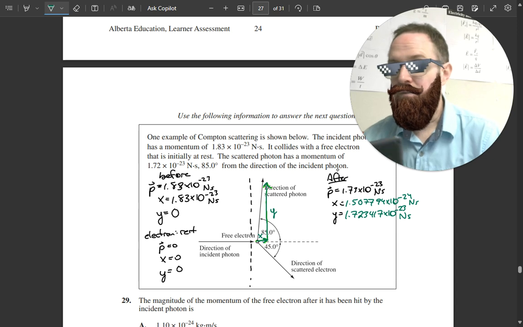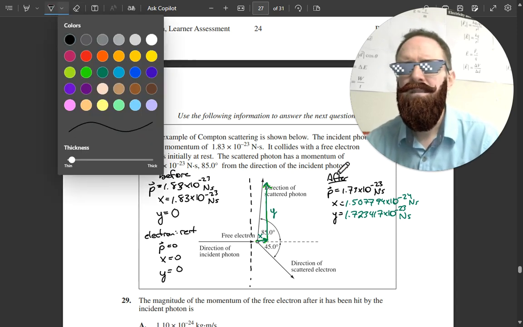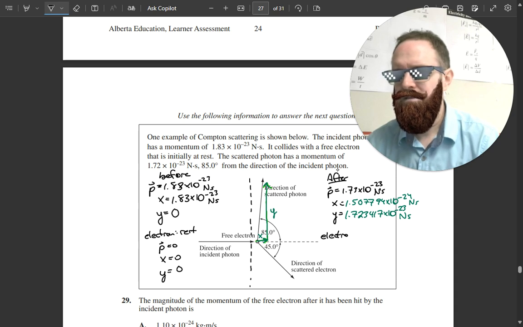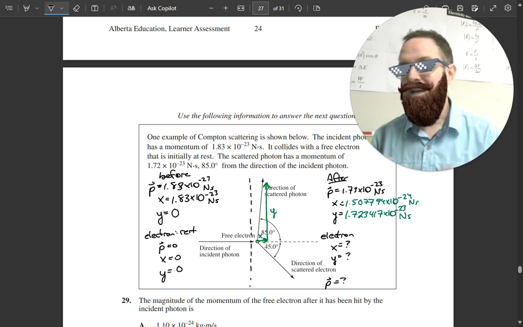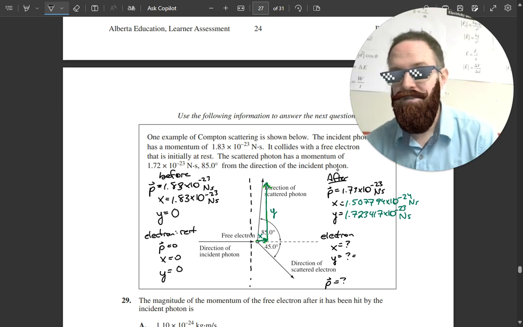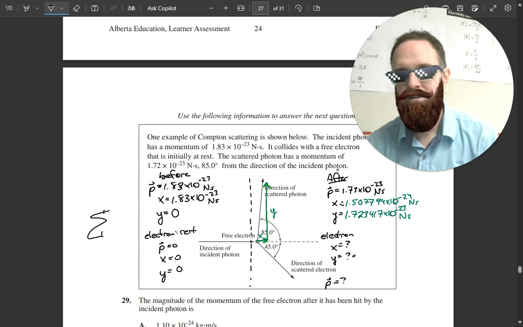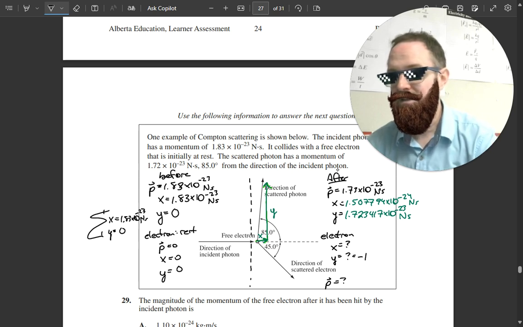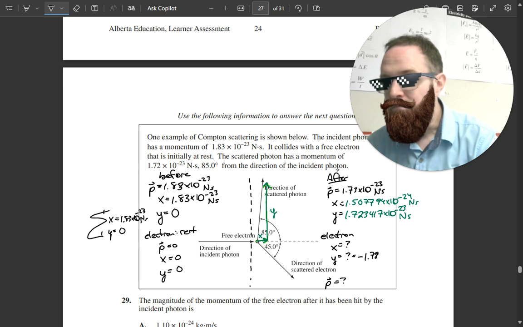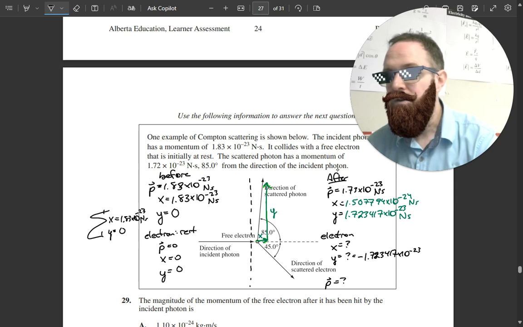Okay, then what's the electron? The electron is no longer at rest. We're trying to find out what that momentum is. What are its x and y? Now, all the x's and all the y's have to add up to what's on the previous side. So the sum of my x's and the sum of my y's, everything's got to add up to these numbers. Everything's got to add up to y at 0, so that means this has to be negative. Nope. That's 0.723417 times 10 to the negative 23.